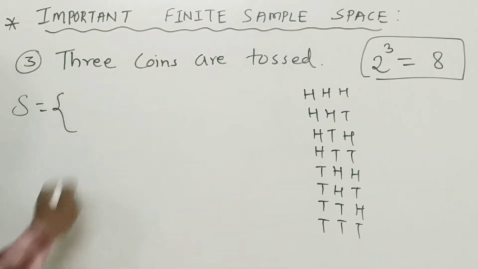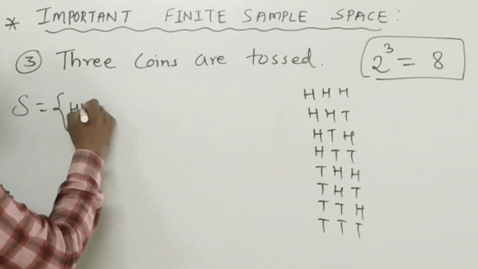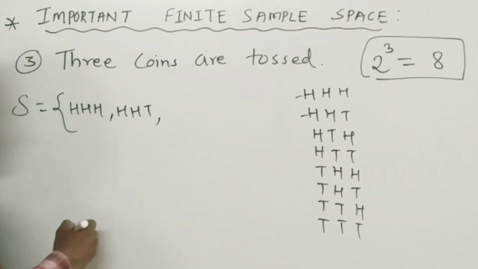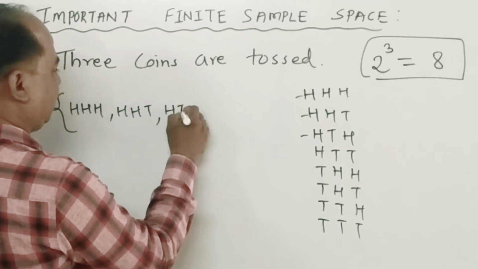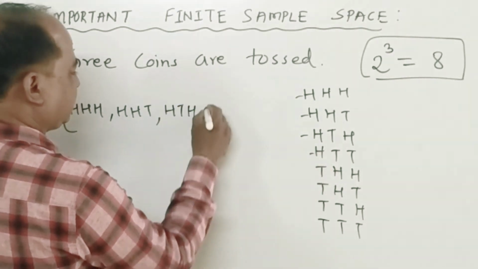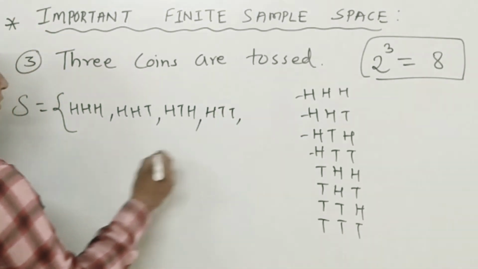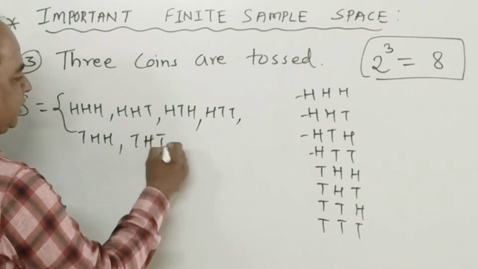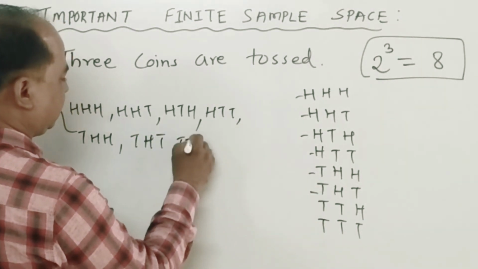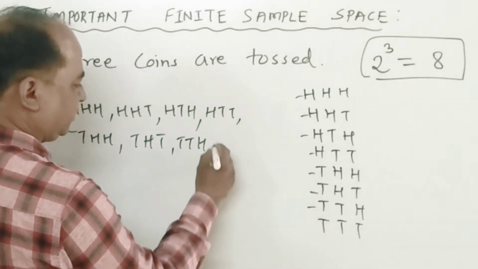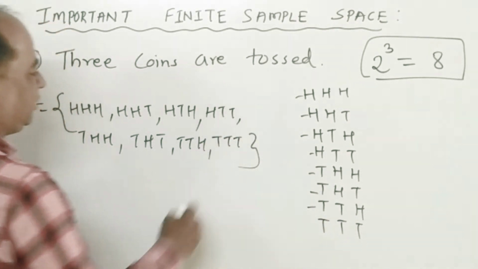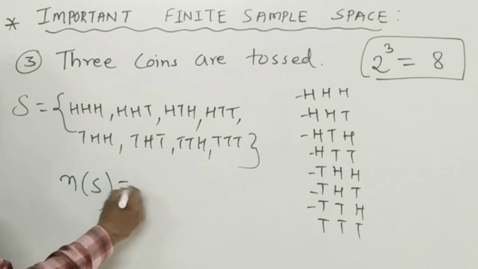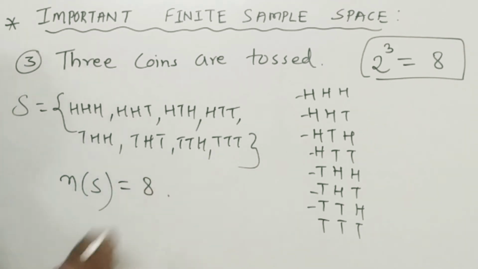So write all these outcomes: HHH first, then HHT, then HTH, then HTT, then THH, THT, TTH, and TTT. In this way there will be 8 outcomes when 3 coins are tossed. So the number of elements in sample space S is 8.